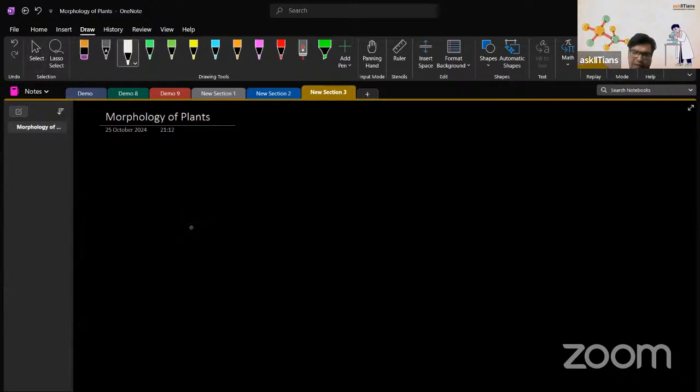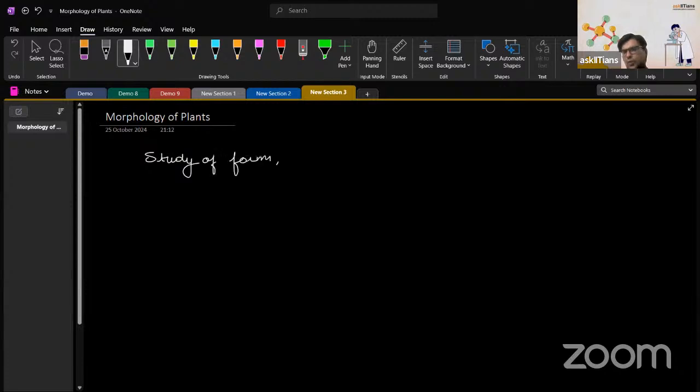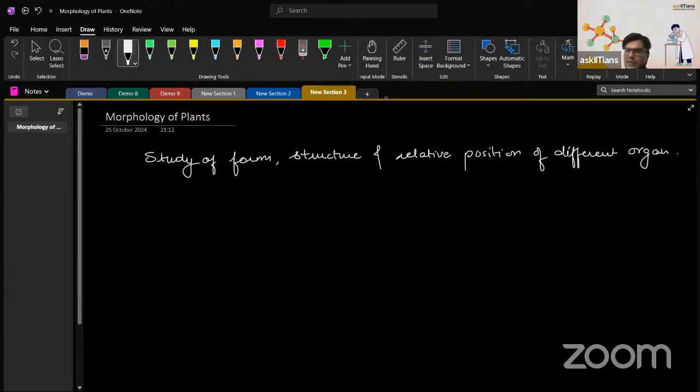So basically, when we say morphology, morphology is a study of form, structure, and the relative position of different organs, right? Of different parts, you can say. So that is what morphology is. When we say morphology, basically we are talking about the different physical characteristics. That's all. That's what morphology is.